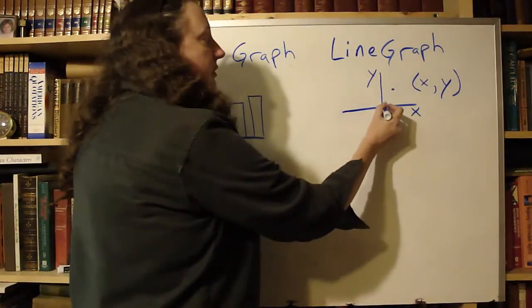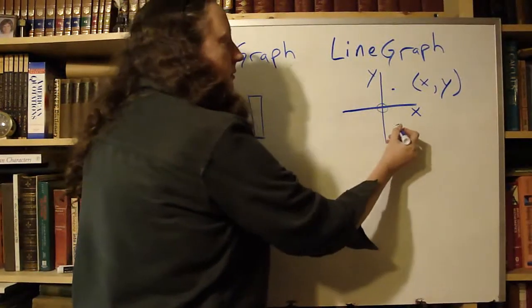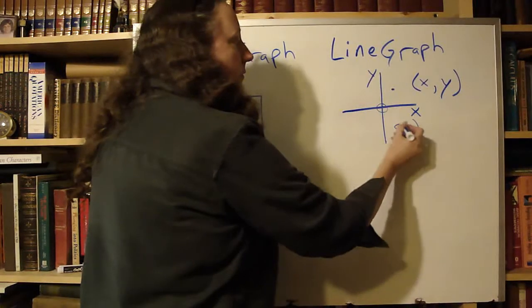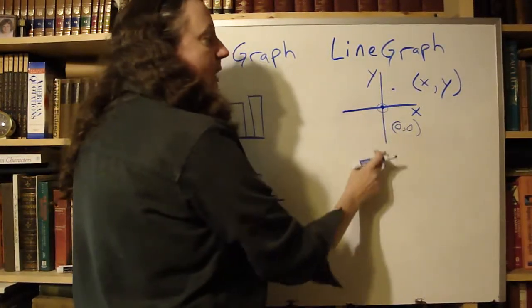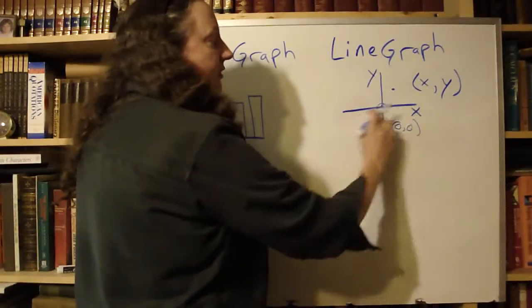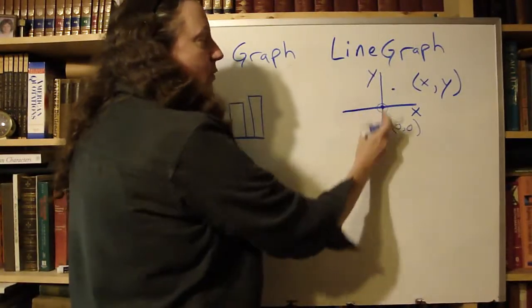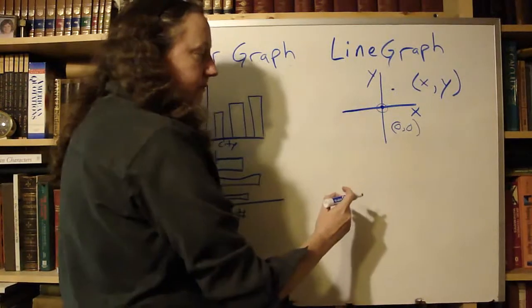The coordinate 0, 0, so that dot right there, is where the two axes meet, the x-axis being your horizontal and the y-axis being your vertical.